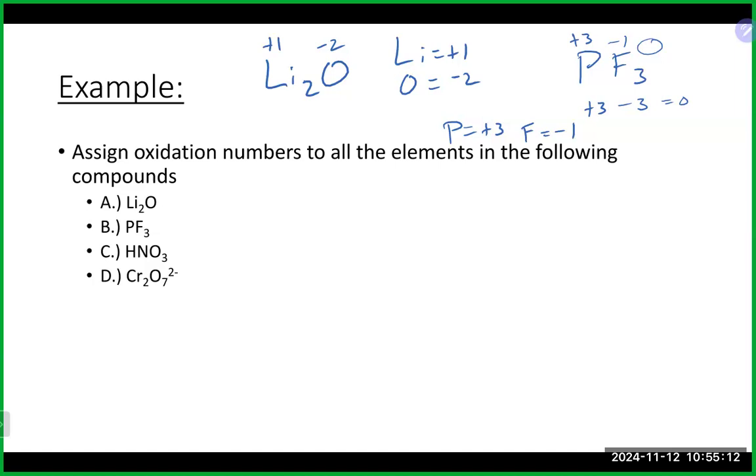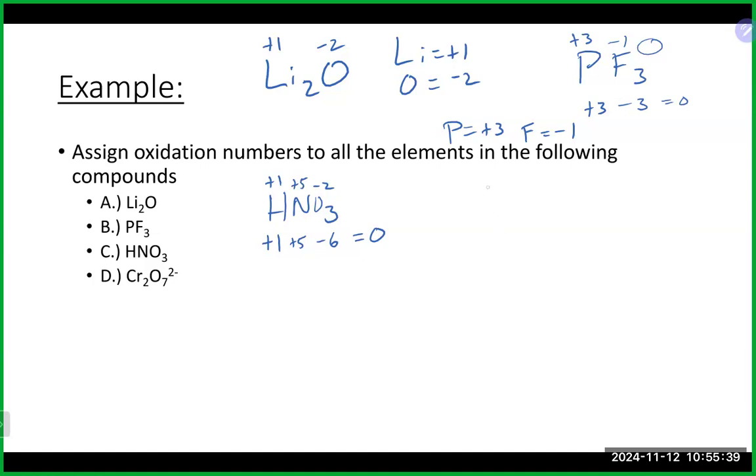If we look at nitric acid here, oxygen -2 gives us a -6 overall for the 3 of them. Going to the left there, hydrogen +1. In this case, nitric acid is neutral, which means they do need to add up to 0. So in this one, the nitrogen here will be a +5 in that particular case.